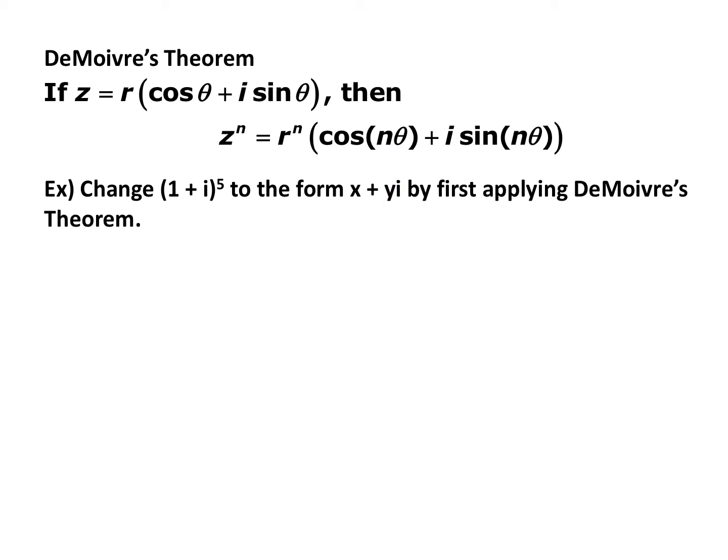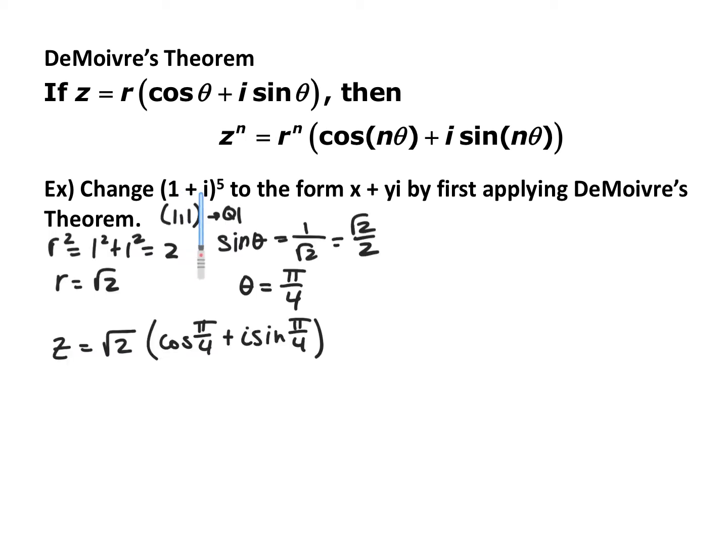So if I'm given a complex number in polar form, I can raise that to a power by raising the radius to that power and multiplying the angle by whatever that number is. So we want to raise 1 plus i to the 5th power, and we're going to do that by using DeMoivre's theorem. So the first thing that we're going to do is we want to convert 1 plus i into complex form first. So go ahead and pause the video and convert 1 plus i into polar form.